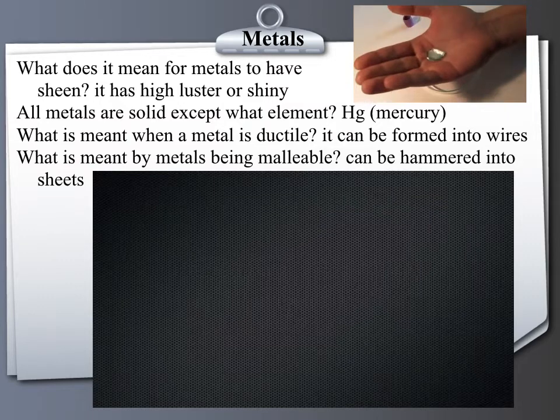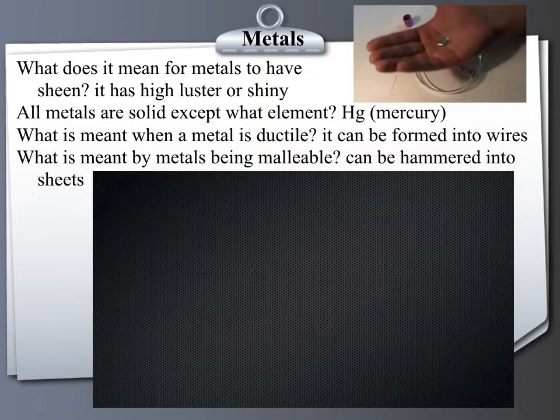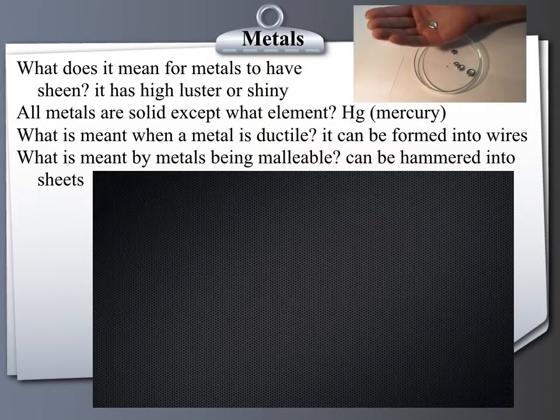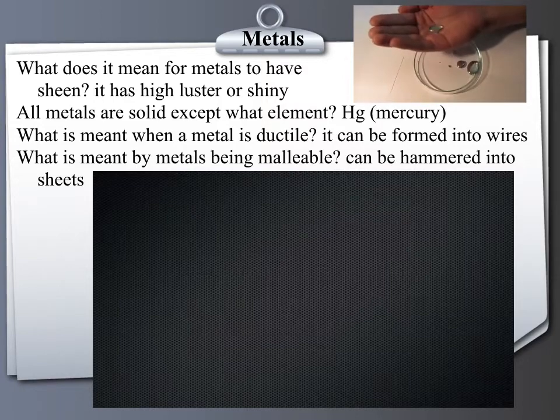What is meant for a metal to be ductile? That means it can be formed into wires. They call that ductility. And what is meant for them to be malleable? That means you can hammer them into sheets or hit them with a mallet. So that's where the term malleable comes from. And when you do hit them, they do not break.